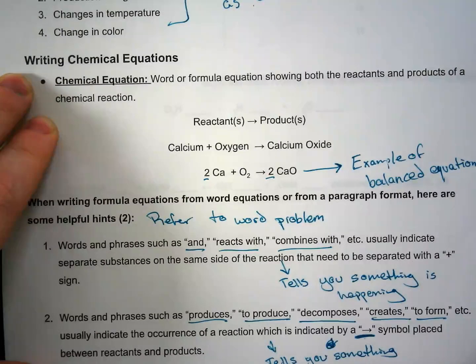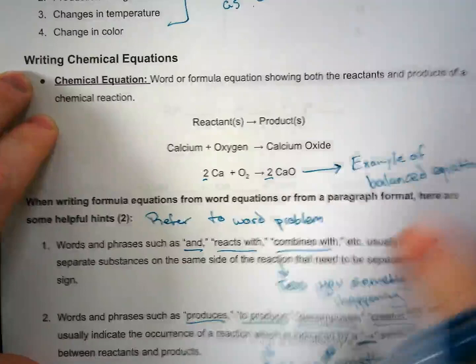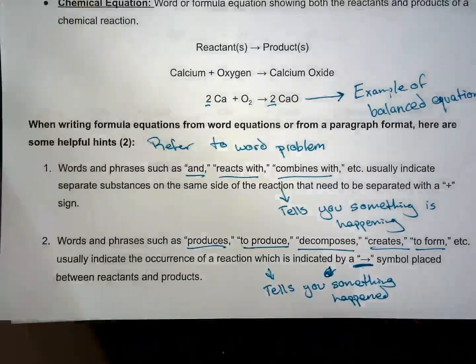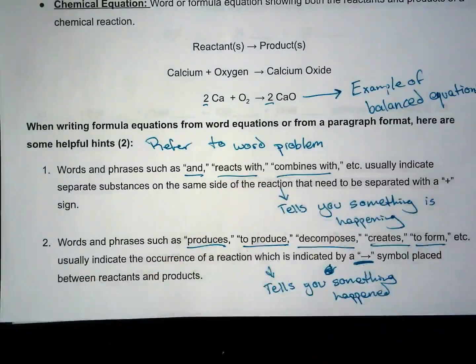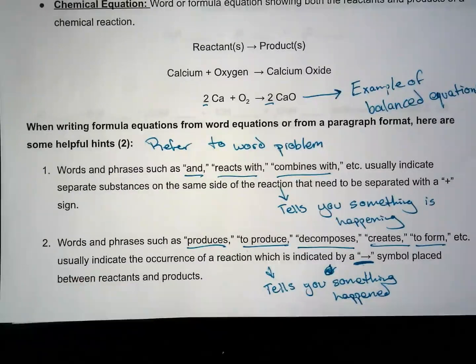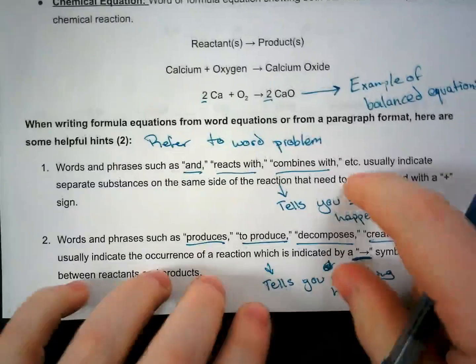Past tense. Okay, so the first one tells you something is happening. This tells you something has happened. So typically, the first hint here is a lot of times referring to the reactants, while this is referring to the products, or at least it's going to lead you to the products. Just keep in mind this language.